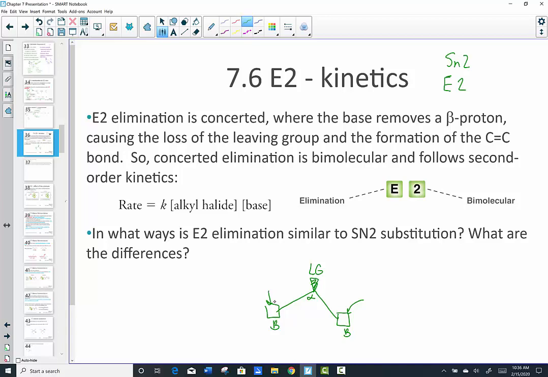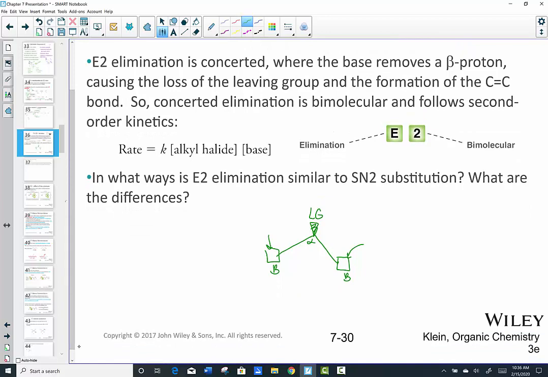Just as with an SN2 mechanism, we see a lot of the same similarities for E2 mechanisms in terms of kinetics as well. The rate is equal to the rate constant k times the base raised to the first power, times the alkyl halide, which we've been calling the substrate, raised to the first power. This kinetics is first order with respect to the base, first order with respect to the substrate, and second order overall.